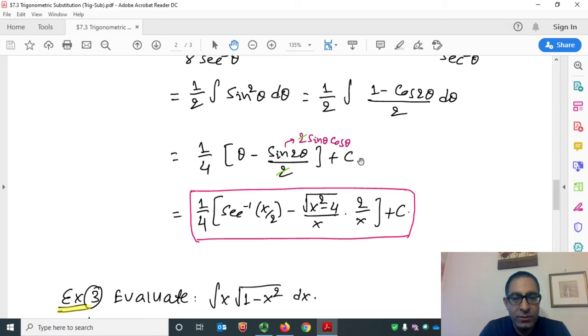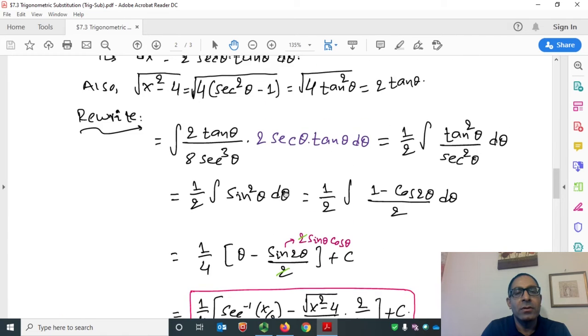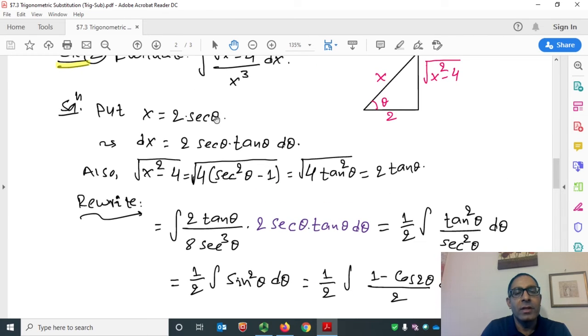Then let's resubstitute the variables. So 1/4 as it is. Theta is secant inverse x over 2. From here, theta equals secant inverse x over 2.